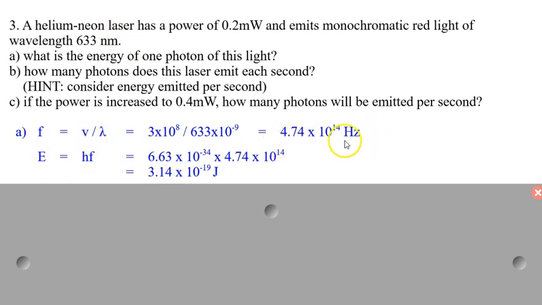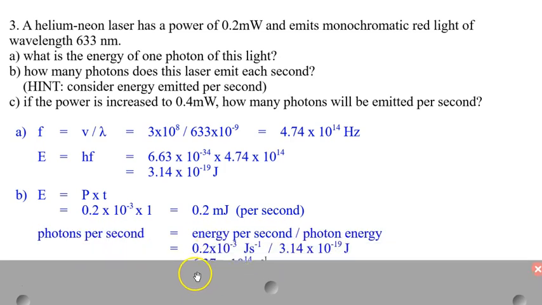It should be a very large number if it's visible light, monochromatic, single frequency. And then we can calculate the energy. So I've done this in 2 stages. If you wanted to do E is equal to hc over lambda, that would be absolutely fine. How many photons does the laser emit per second?